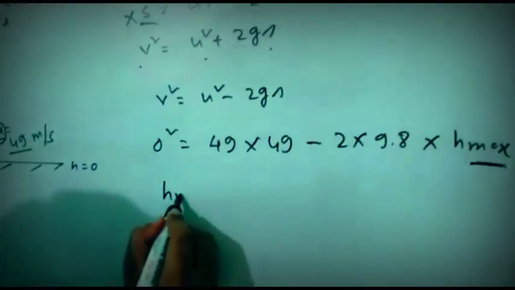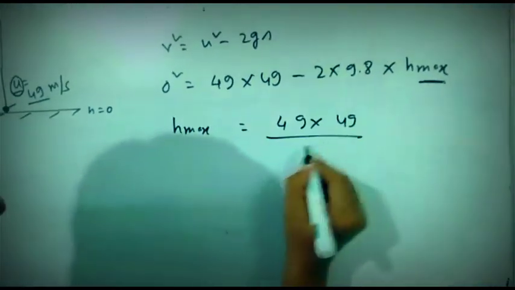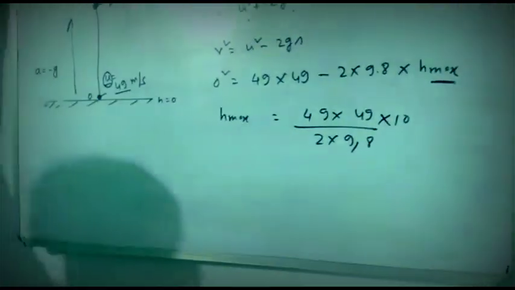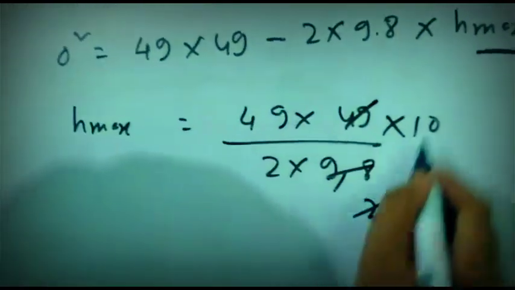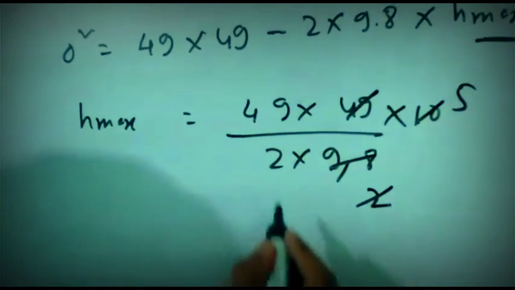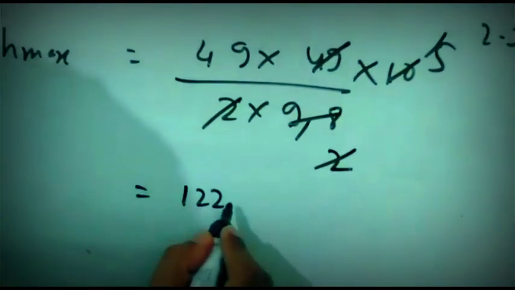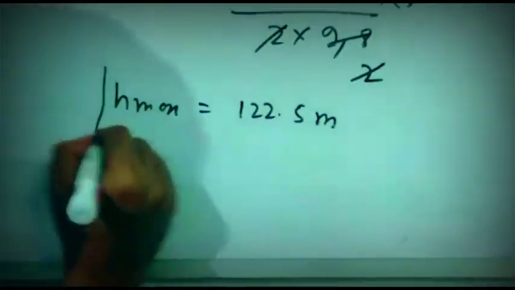Now students, our target is to find the maximum height. So H max equal to 49 into 49 divided by 2 into 9.8. So 49 into 19.6, and you can cancel. After that this will be 2.5. So 49 into 2.5, if you calculate this, equals 122.5 meter. So this is our answer. This is the maximum height attained by the body.